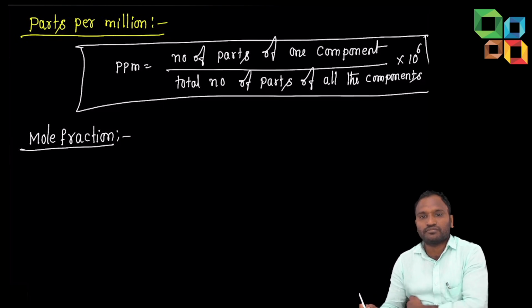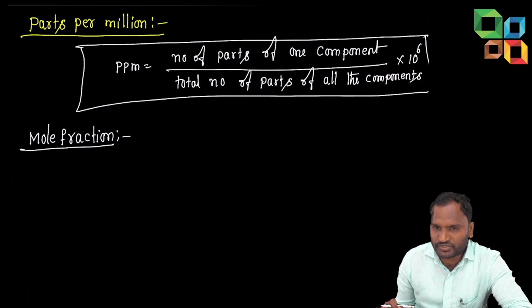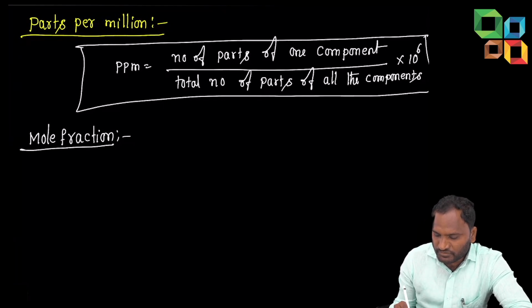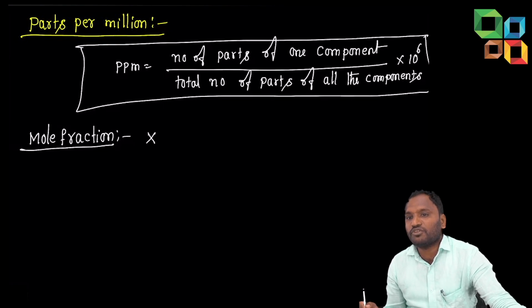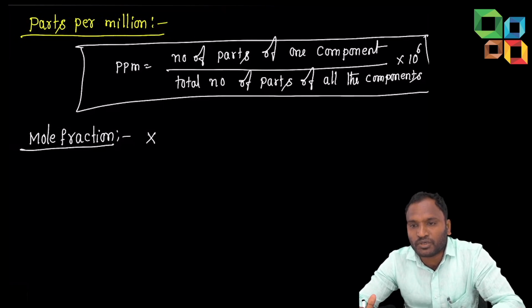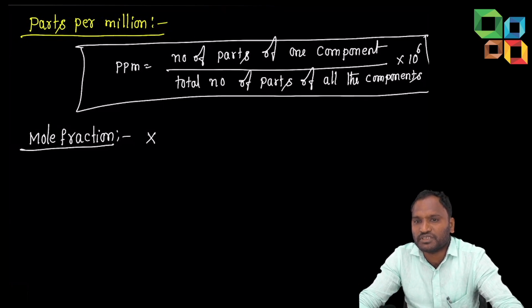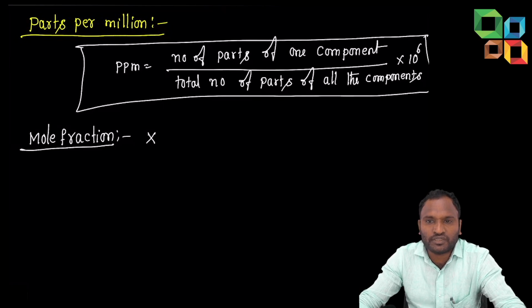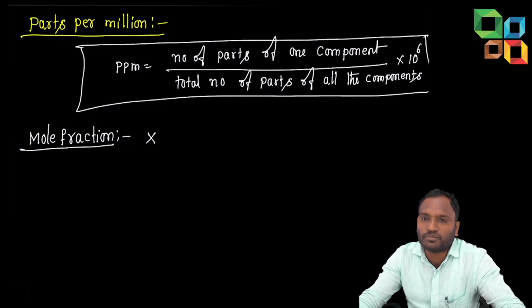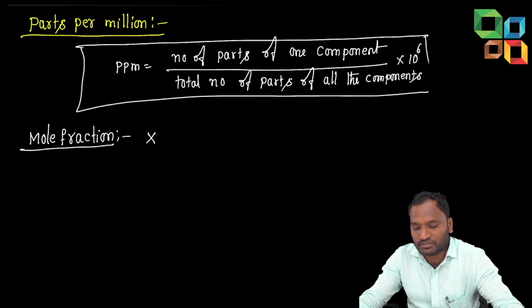Mole fraction. Mole fraction is represented with the X. The advantage of mole fraction is we can find out the concentration of solute and solvent, meaning all the components present in the solution. We can find out the individual concentration of all the components by using this method.